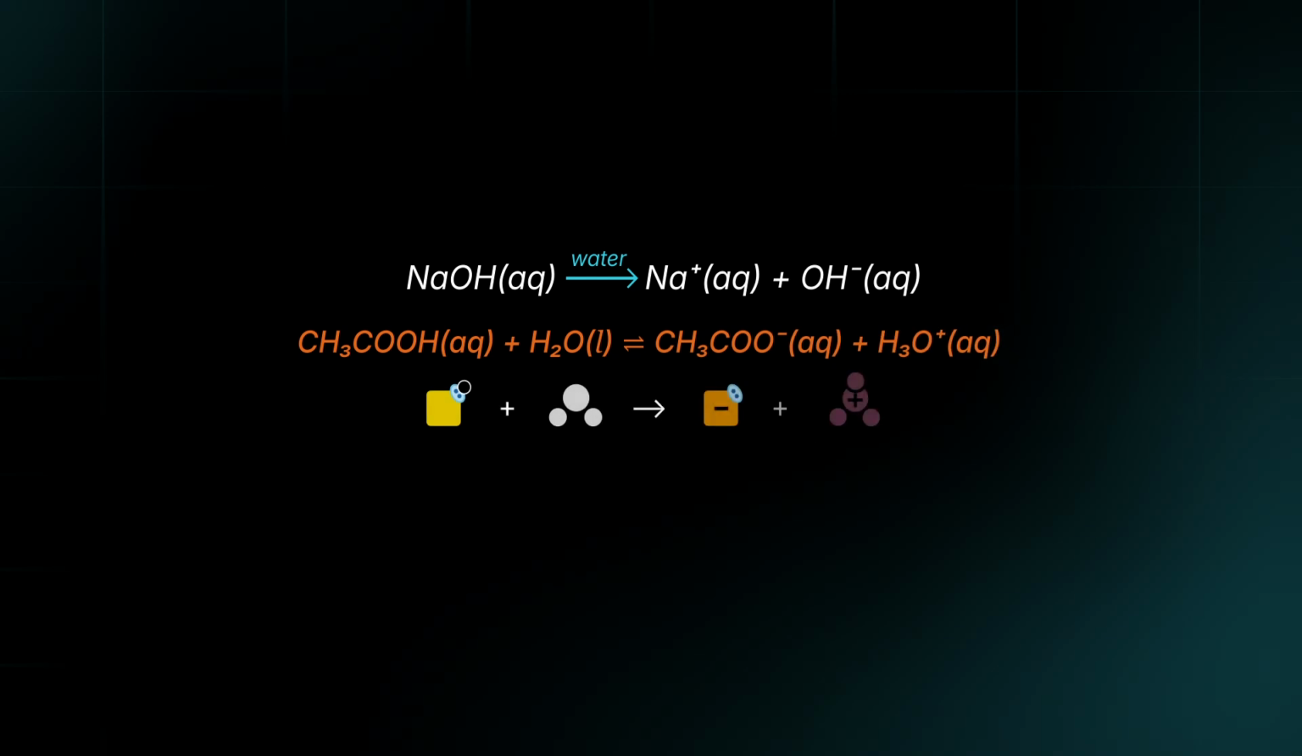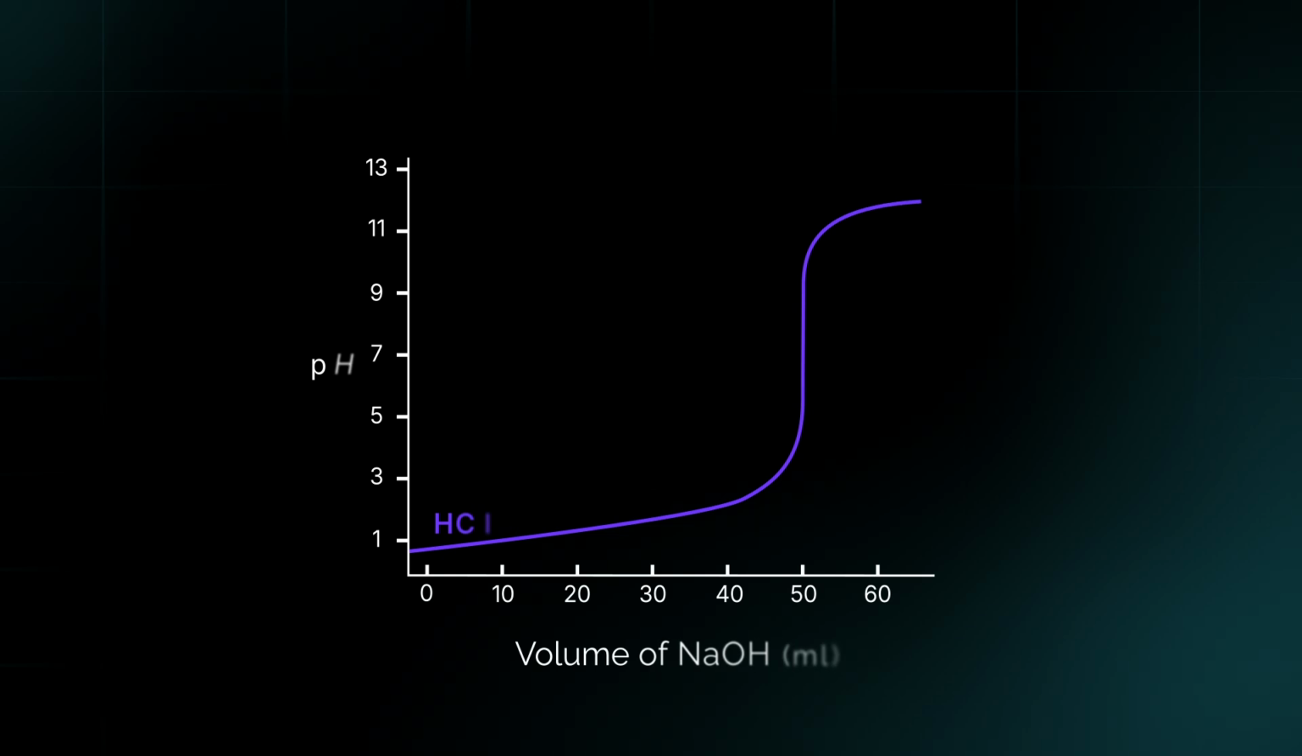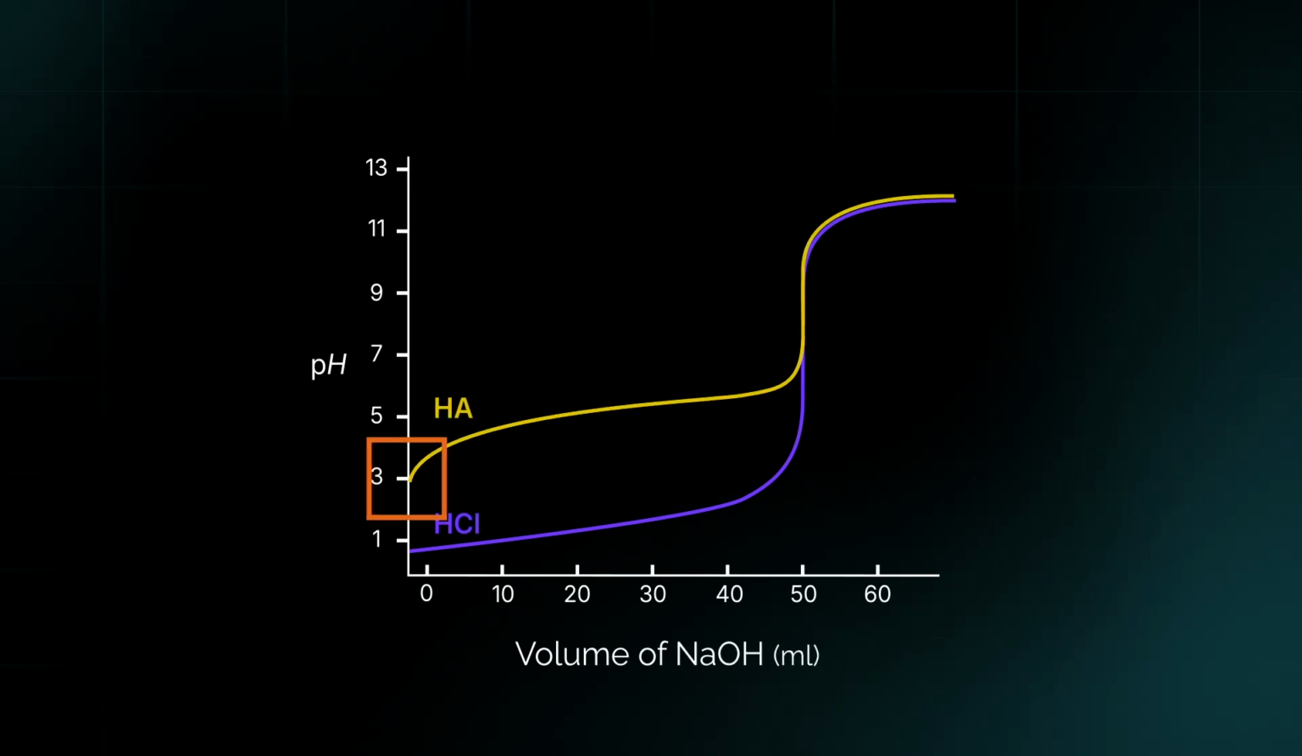Now, let's examine the titration of a weak acid, acetic acid, with a strong base, sodium hydroxide. We'll use the same volume and concentration as in the strong acid, strong base titration. Now let's compare how the titration curves differ. First, a weak acid starts with a higher initial pH than a strong acid because it's only partially dissociated, producing fewer hydronium ions. As a result, its pH begins closer to neutral.